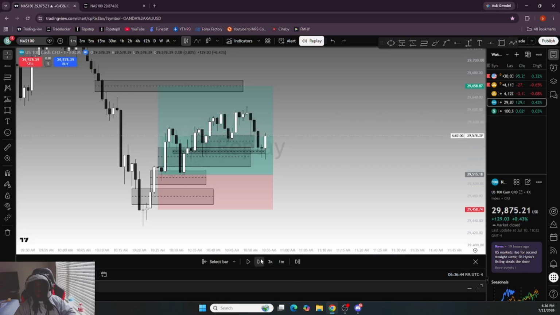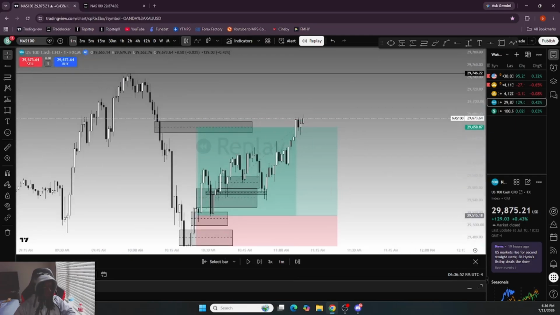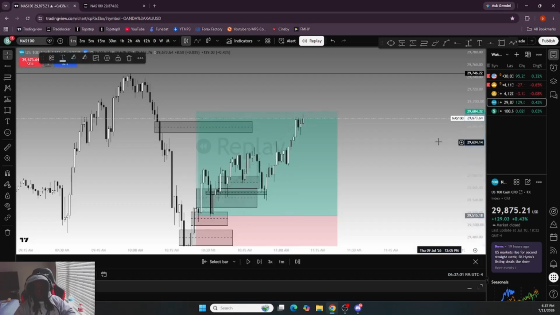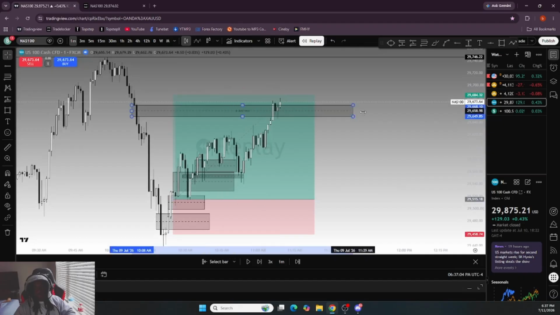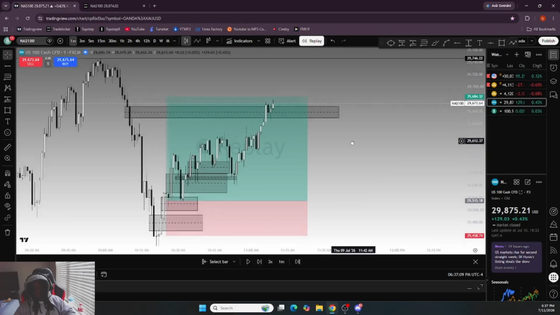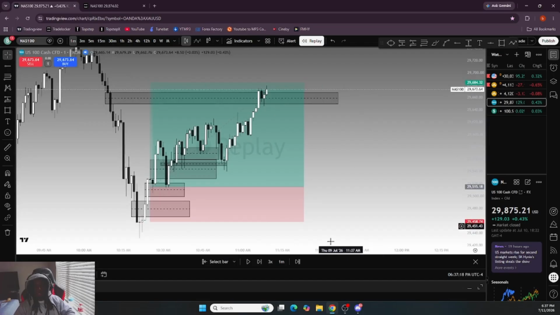Price ended up running. TP2 got hit. TP3 was 29. It would have been a 1 to 3 above this FVG right here. We disrespected this right here, and that gave us more support to hold the buys is what I would say. More support to hold the buys.